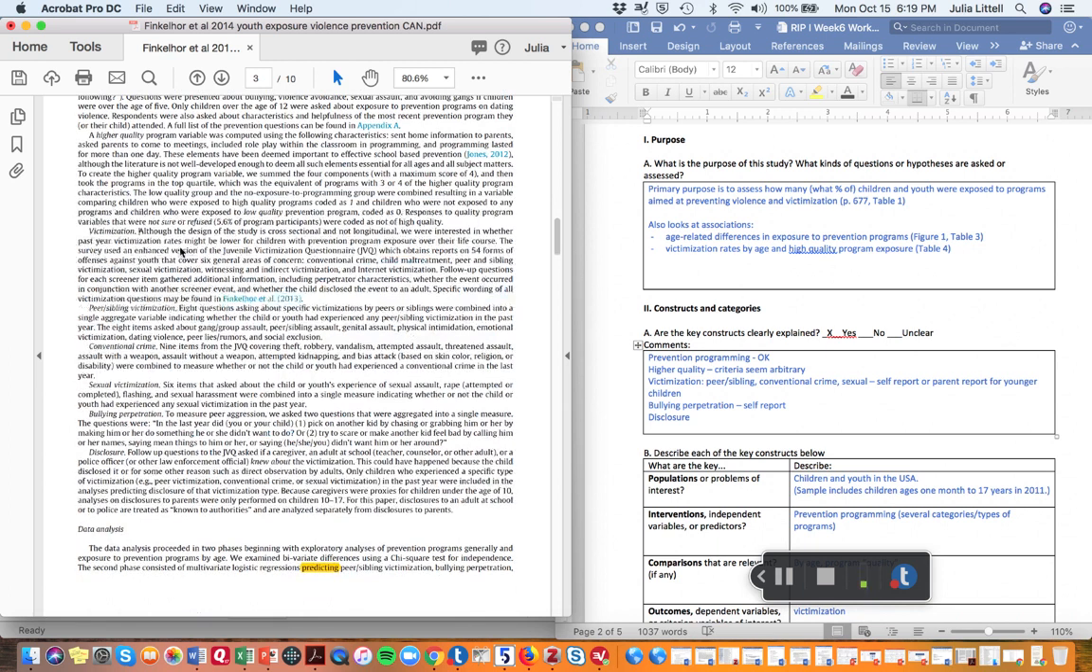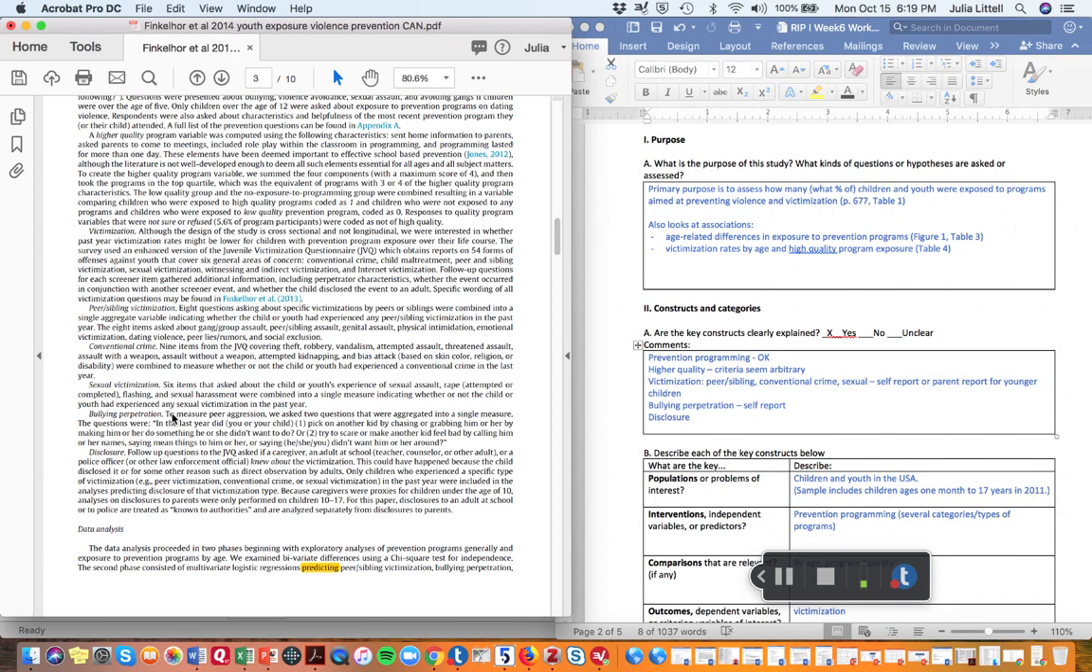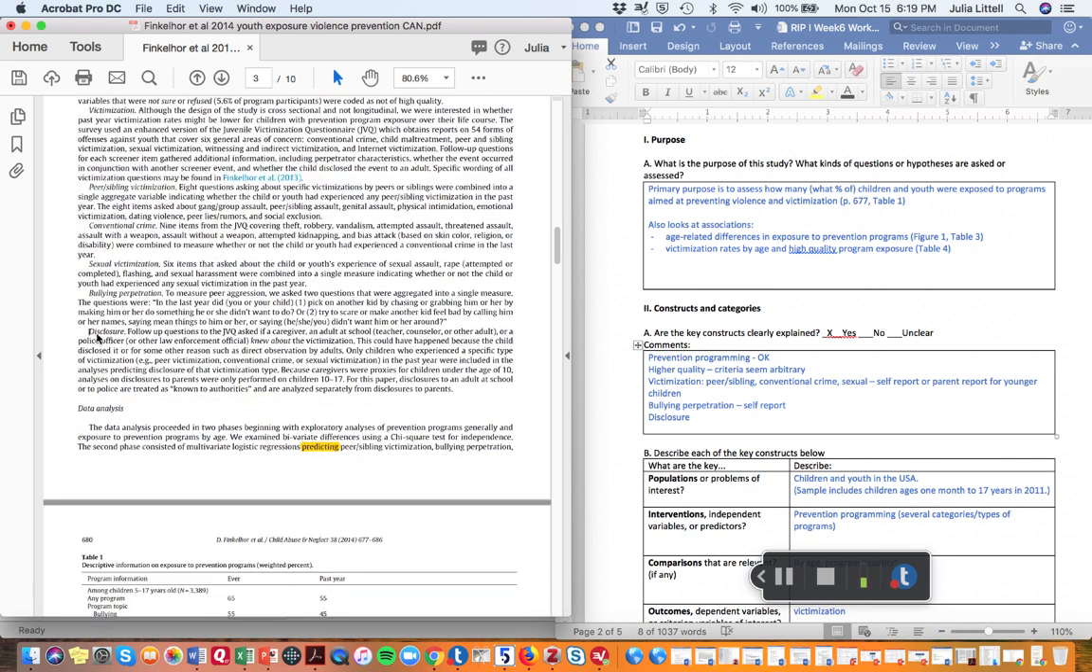Then you see the victimization constructs. They have several subgroups here: peer or sibling victimization, conventional crime, and sexual victimization. And now over here on my worksheet, I've noted that these are all self-report or parent report measures, and I'm a little unsure about their validity. So I'm not entirely sure how accurate children's reports or their parents' reports will be on these issues. Again, bullying perpetration is a self-report. Children are asked if they bullied other kids. How accurate are those reports going to be, I wonder. And also this disclosure variable, I'm not sure how accurate that one is either.